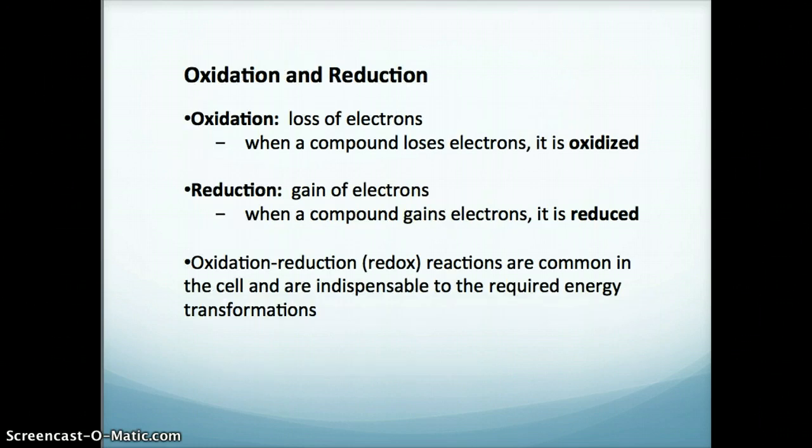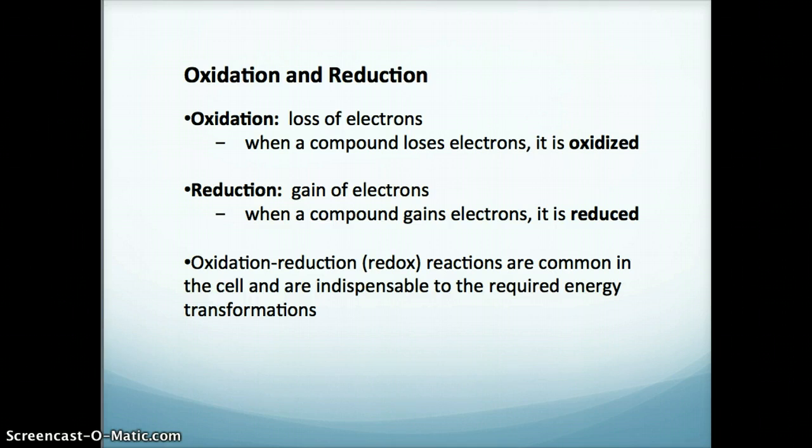So I want to talk to you a little bit about oxidation and reduction. Hopefully this is review for most of you. If not, this is something you might want to spend a little bit of time looking through in the book. Oxidation and reduction are types of reactions. Oxidation refers to when there is a loss of electrons from a compound. When it loses those electrons, it is said to be oxidized.